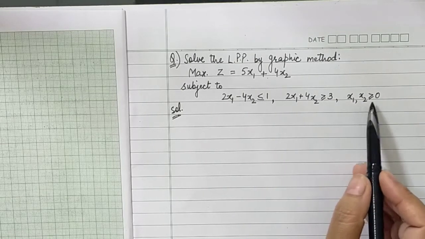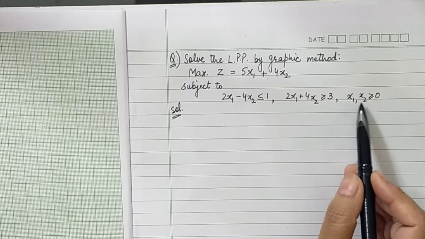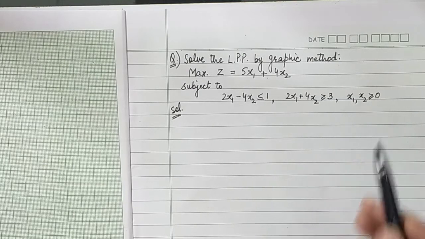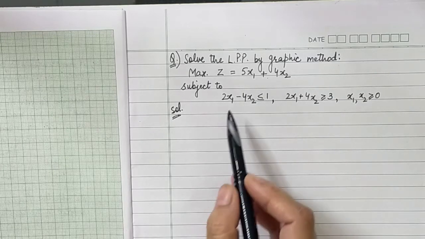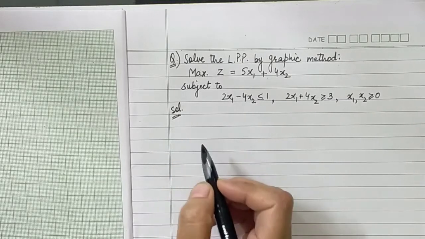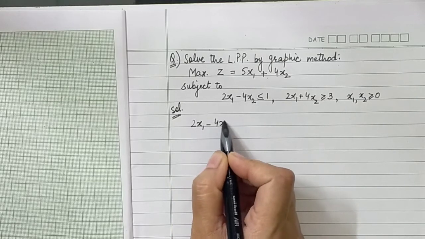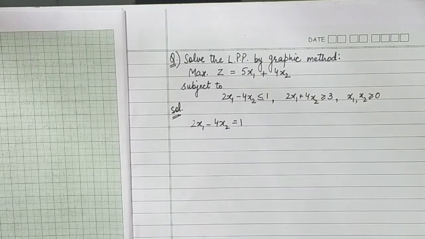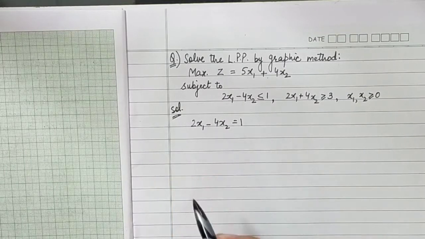ये जो last constraints हैं आपके, ये सिर्फ आपको shading में help करेंगे. When x1 and x2 are both positive, it means shading will restrict to only the first quadrant. So we need to plot only these two constraints. For plotting, when you start with a solution, you will always take the equality, because inequality just gives you shading. So for plotting the line, you need to take the equality. Equation लेनी है आपने equal to 1.